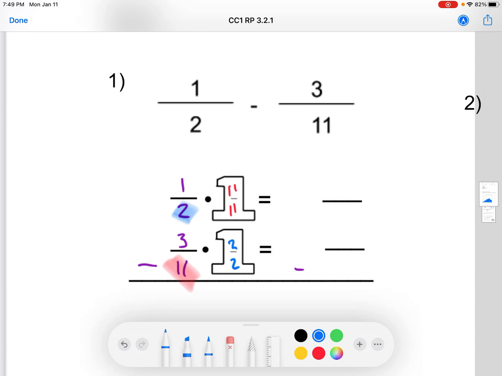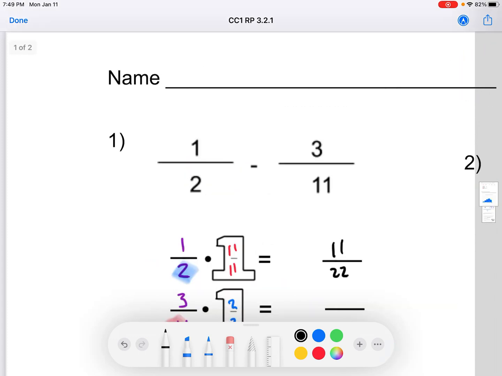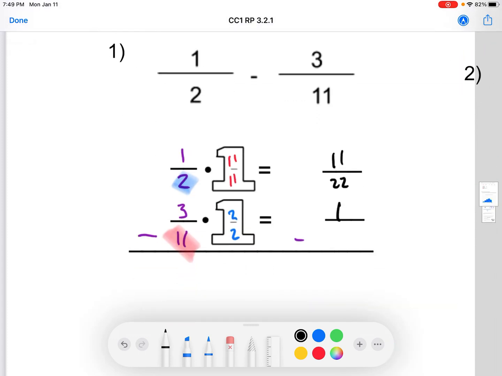And so 1 times 11 is 11. 2 times 11 is 22. And then I have 3 times 2, which is 6. And then 11 times 2, which is 22. And then we make sure to subtract those. So 11 minus 6 is 5. 5 over 22. And there we go for that one.